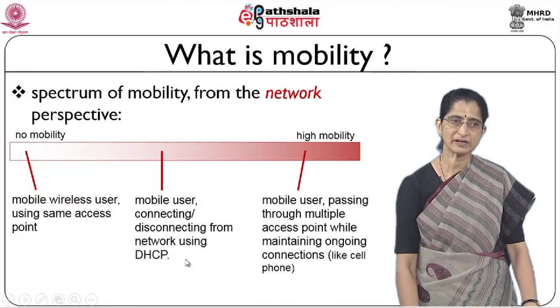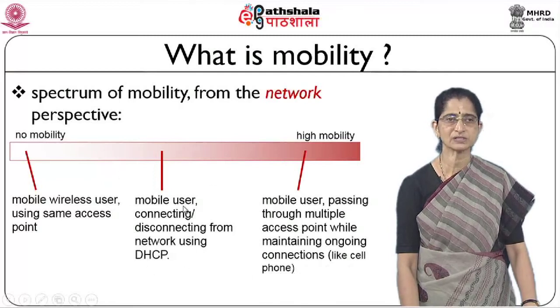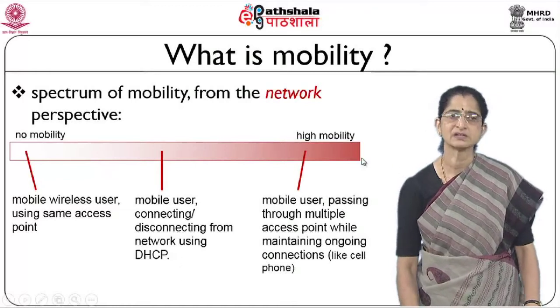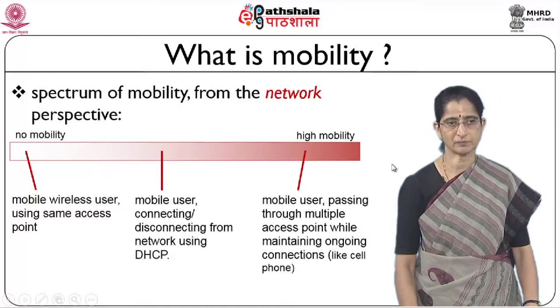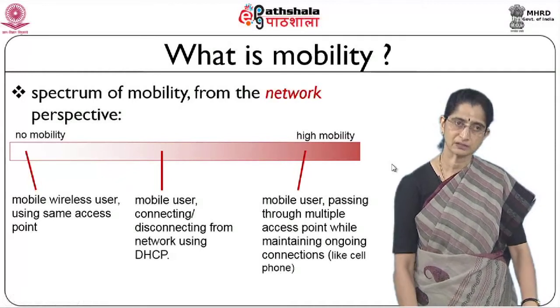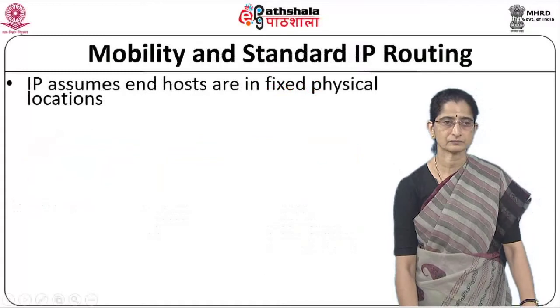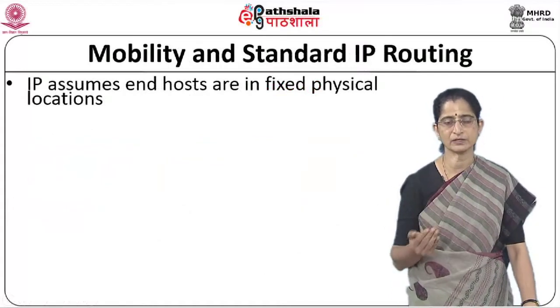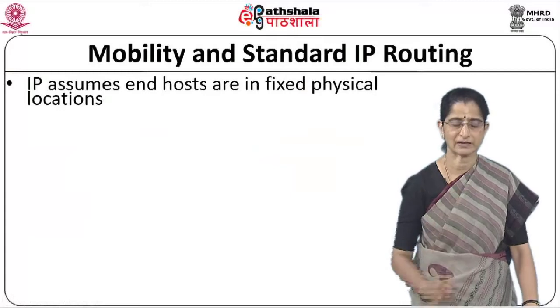Okay. So, somewhere in between we can say you have a mobile user who is connecting and disconnecting from the network using DHCP. Okay. So, we have these three different categories of mobile users that we will need to support with respect to IP. Okay. Now, if you look at this kind of mobility and the standard IP routing that we have, what is the mismatch that we have?